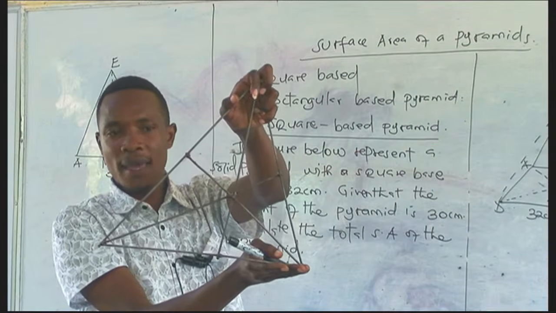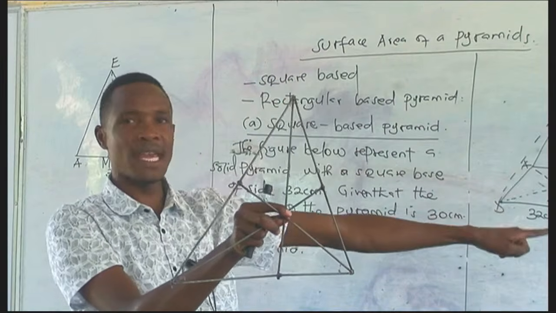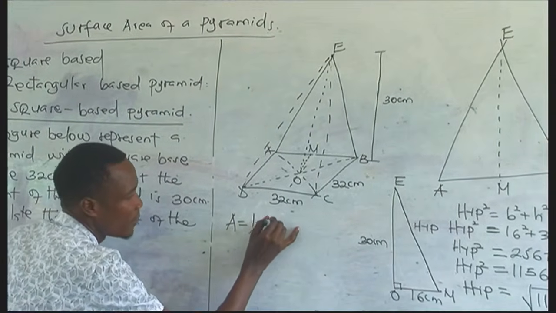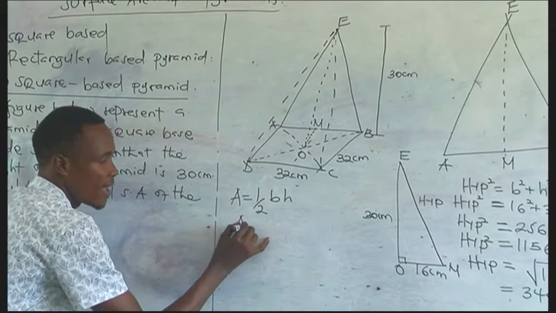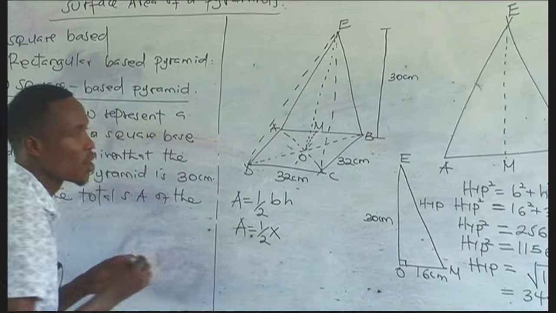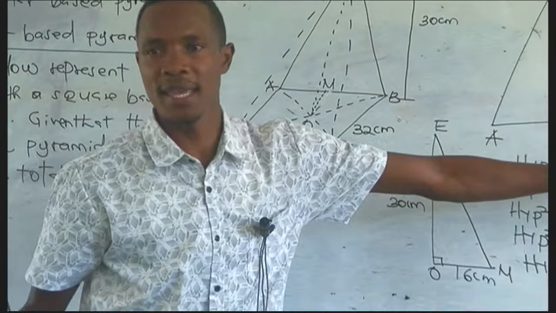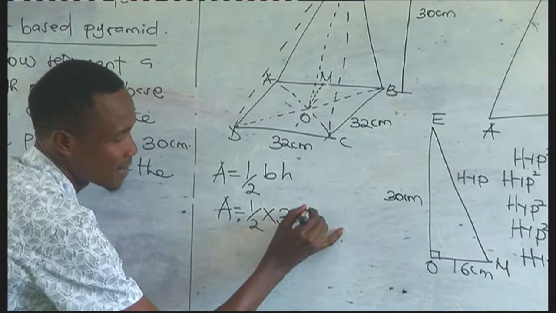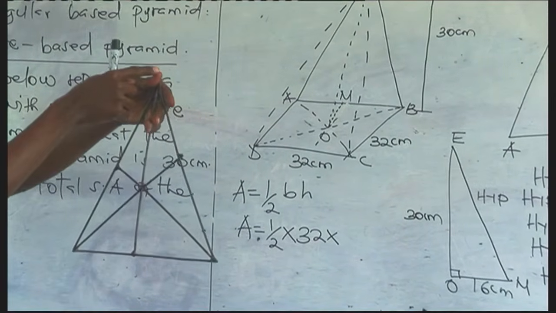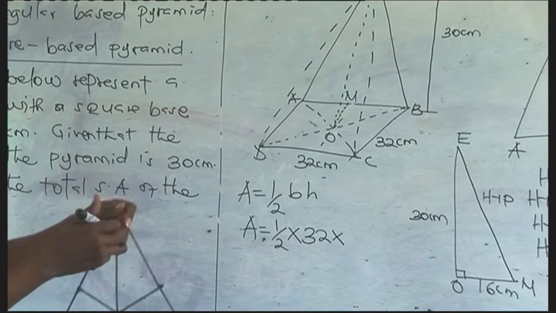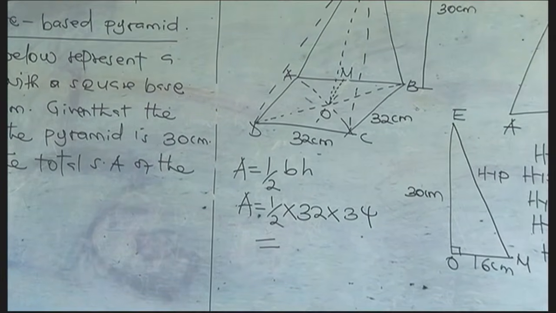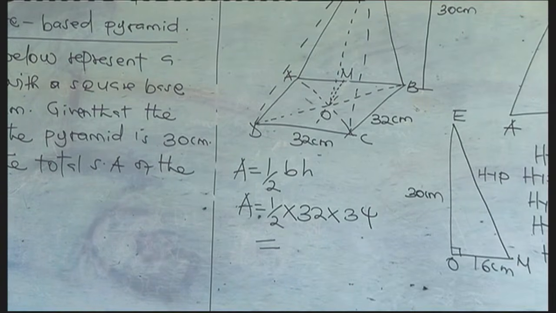This face is a triangle with the base given and the height obtained, so we shall say area is equal to a half base times height, where area will be a half times the whole base. The whole base AB is 32, times the height. The height is the EM that we have worked out, which is now 34. When you work that out, it will give you 544.